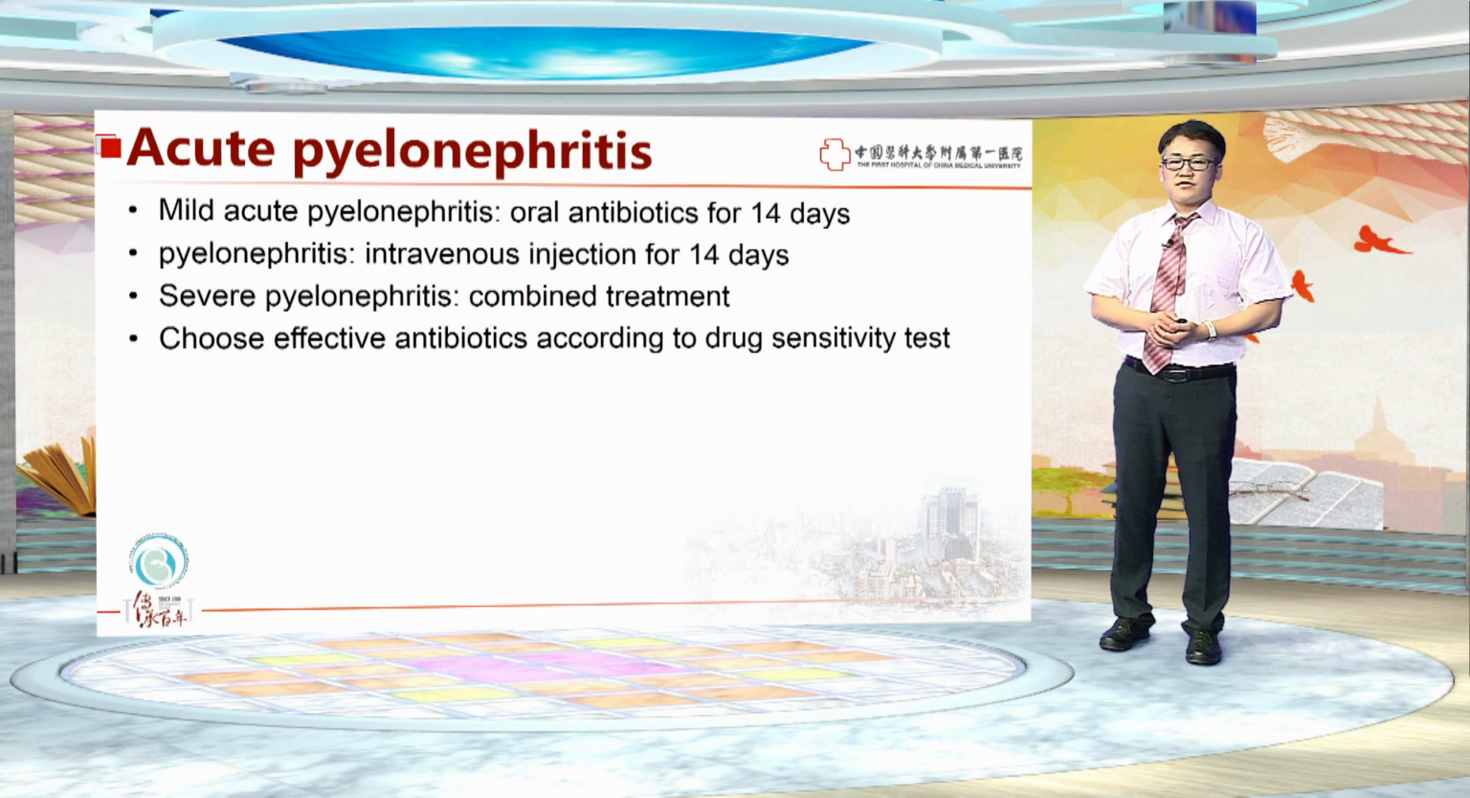How to treat acute pyelonephritis. For mild acute pyelonephritis, oral antibiotics for 14 days. For other types of pyelonephritis, intravenous injection for 14 days. For severe cases, use combined treatment. Choose effective antibiotics according to drug sensitivity test.